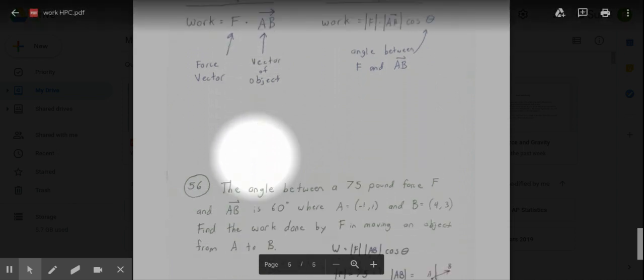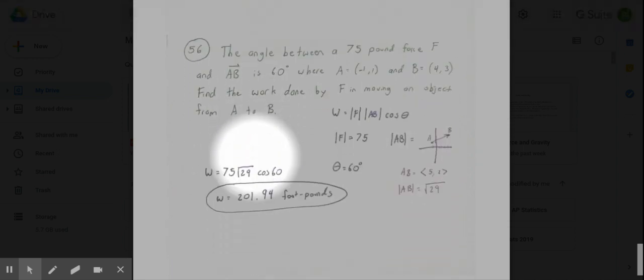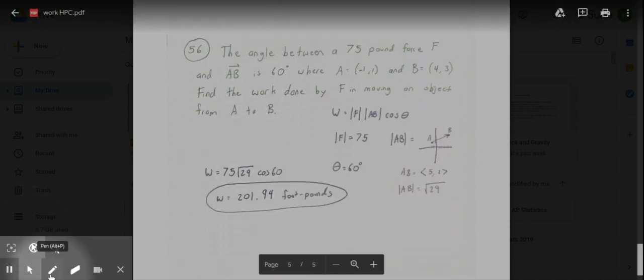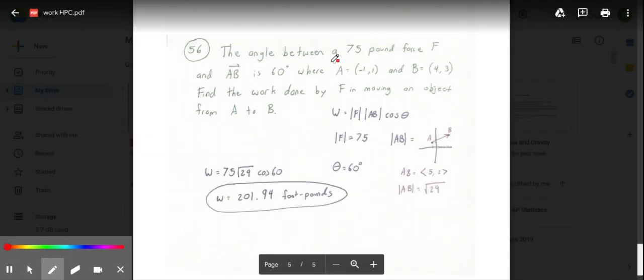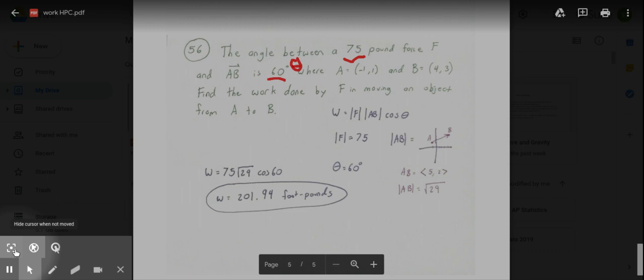And the final one. So here are the two formulas again. And here we are. This time, they tell us the angle between a 75-pound force, so that's going to be one of the forces, and AB is 60 degrees. So that tells us theta right there, and this will be the magnitude of F.